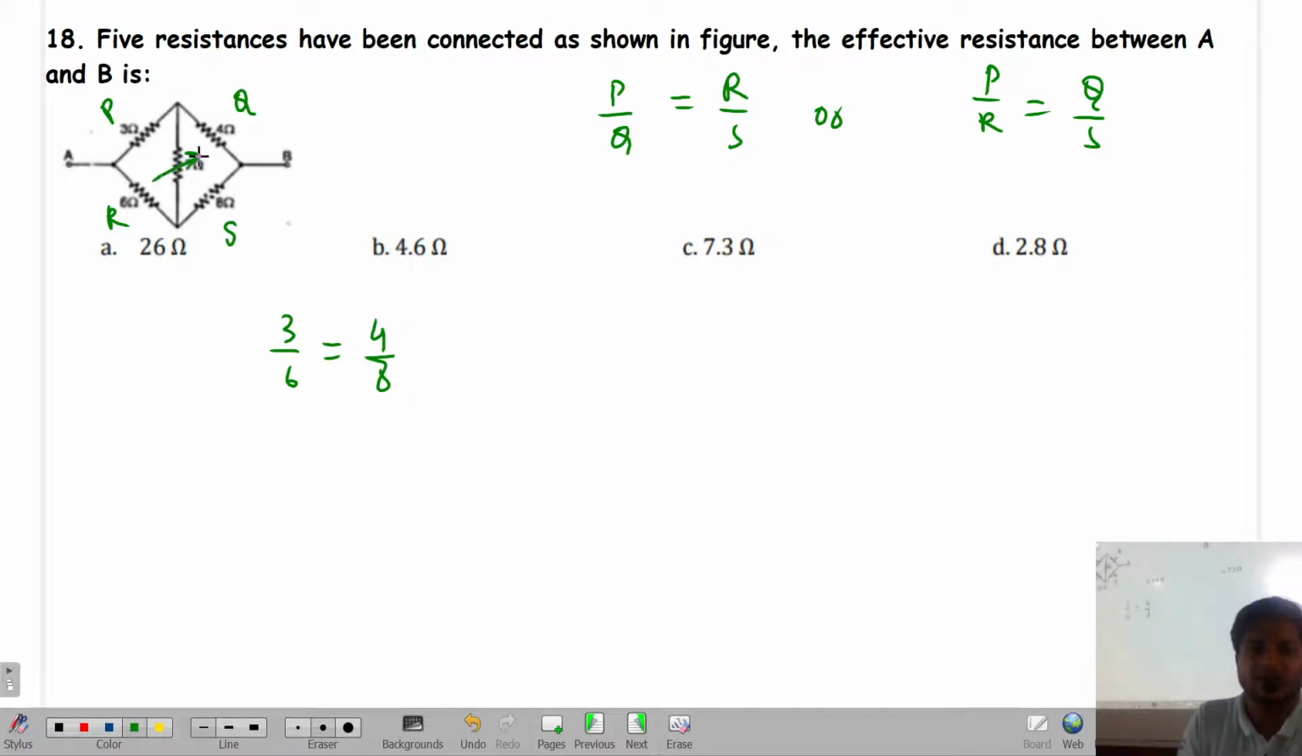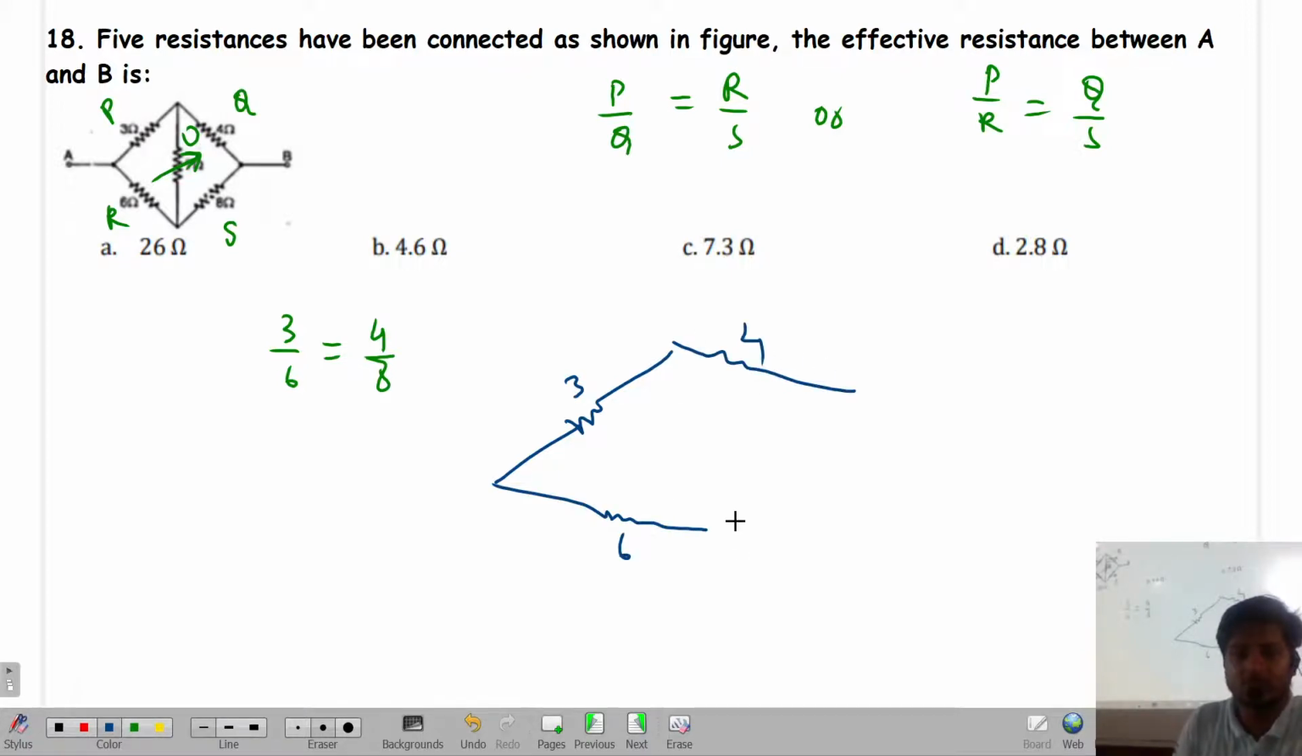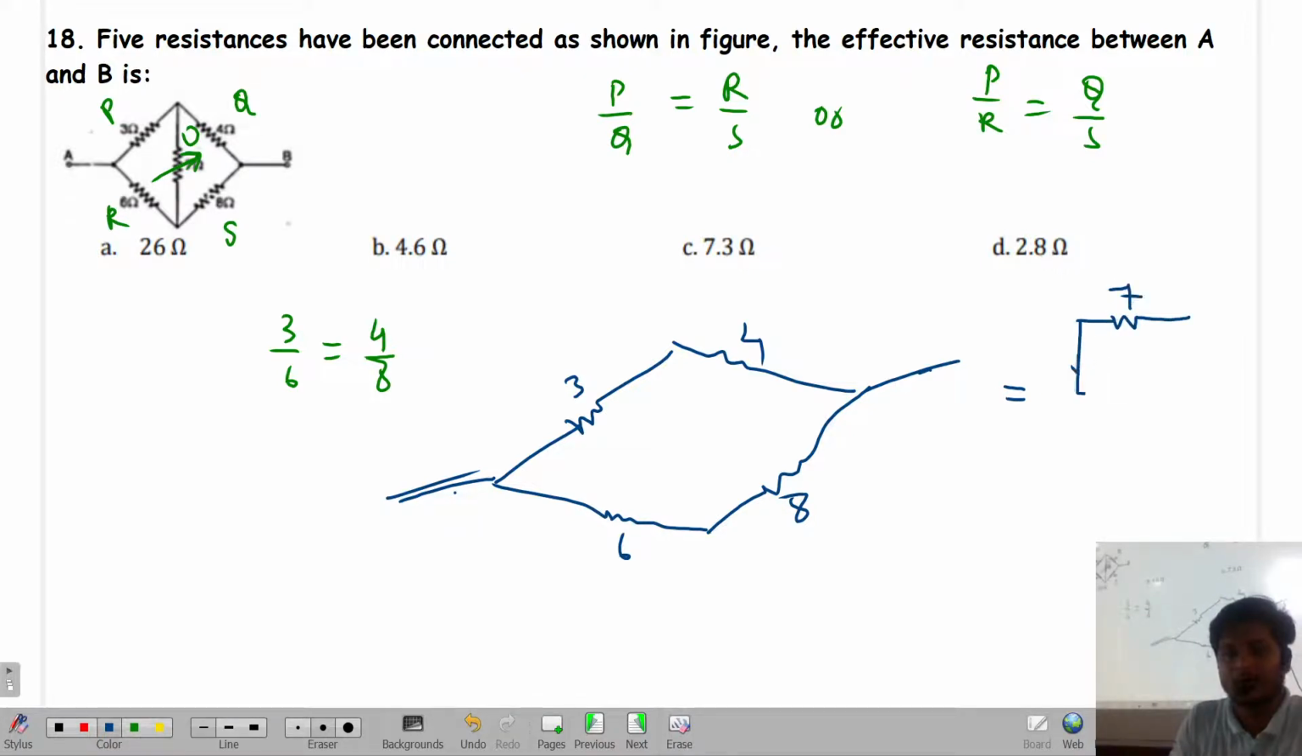The current through this 7 will be how much? 0. So what is the connection I get? I get this as 3, this as 6, this as 4, and this as 8. Can you do it or not? This is 3 plus 4, that is 7. This is 8 plus 6, that is 14.